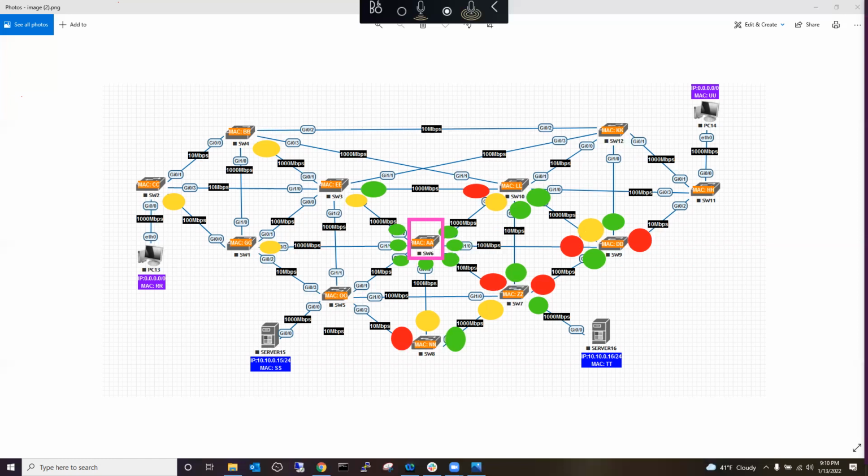Gig 1/0, I think that's going to be blocking. Really? Yes. Why? Because the MAC address on switch 4 is lower. You're willing to bet a lab on it? Hey, can we phone a friend? No. Can you call it?